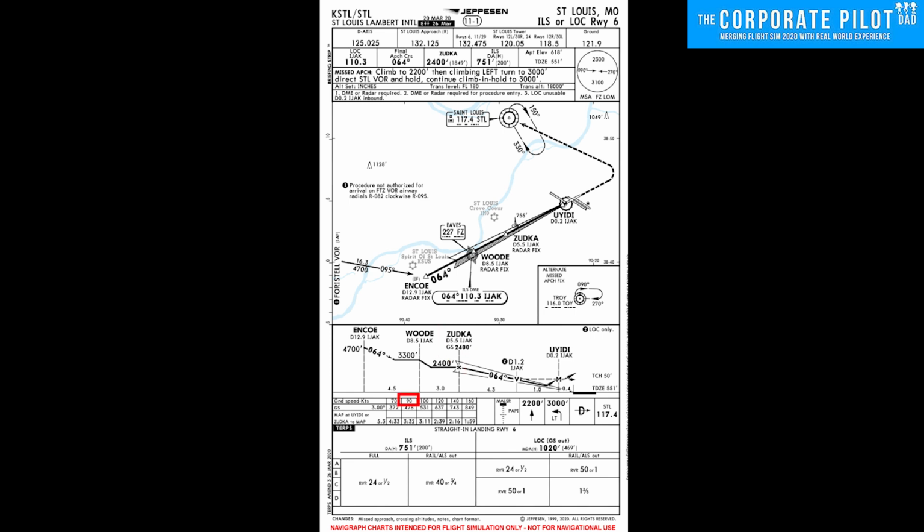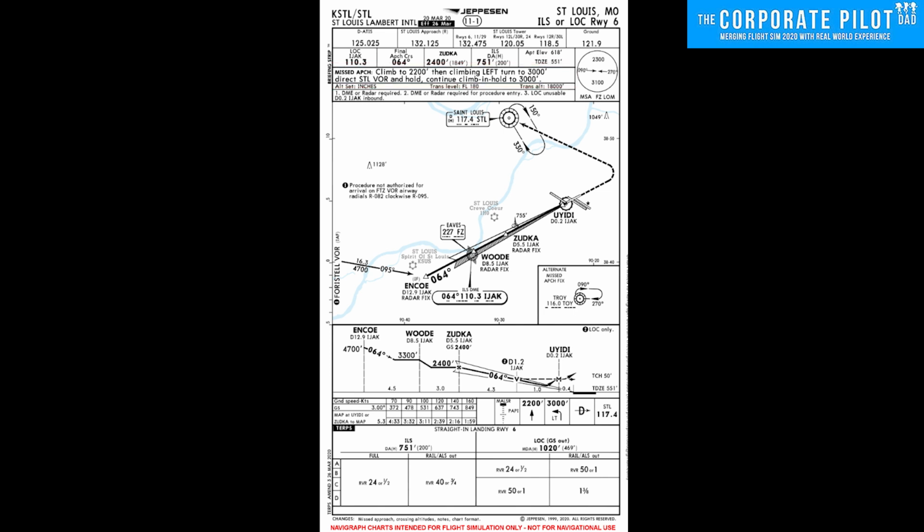And if you're wondering, below 90 knots, that 478, what that is, on a 3-degree glide slope at 90 knots, to stay on that glide slope, you're going to be descending at approximately 478 feet per minute. And this missed approach procedure is a little bit easier. Climb to 2,200 feet, then climbing left turn to 3,000 direct St. Louis VOR and hold. If you haven't reached 3,000 feet by the VOR, continue the climb in the hold.